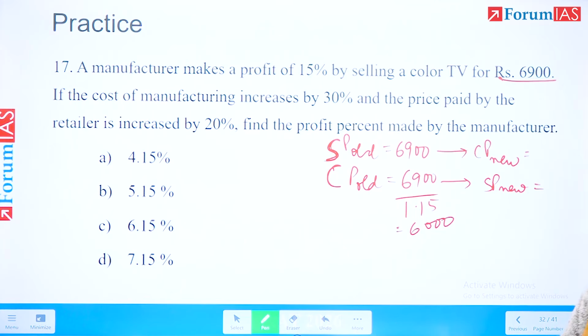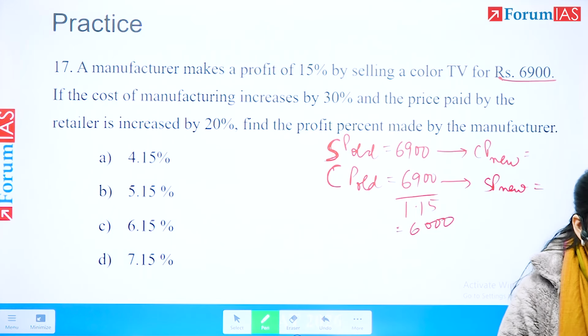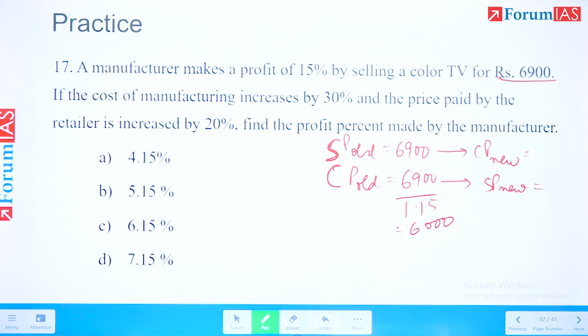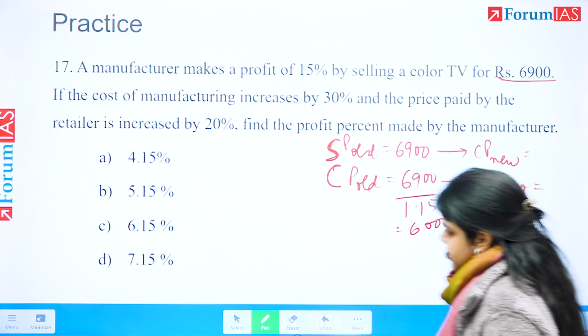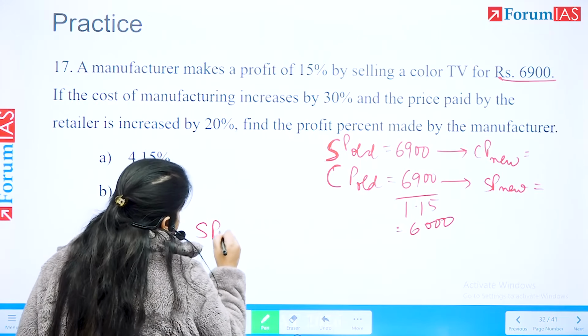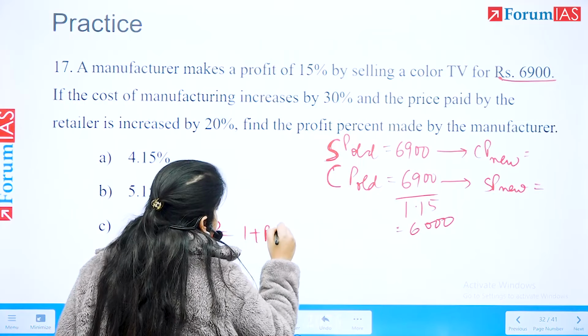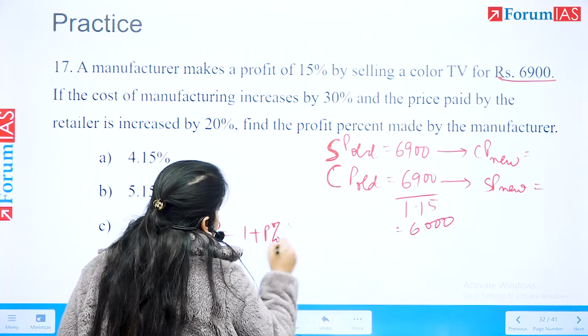Okay, so selling price old 6,900 given to us, cost price old 15% profit था. Selling price is equal to 1 plus profit percent into cost price. तो cost price इसका opposite होगा, selling price divided by 1 plus profit percent. Selling price divided by 1.15, which is equal to 6,000.